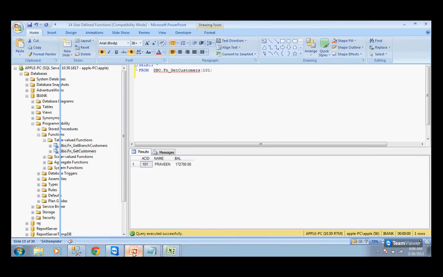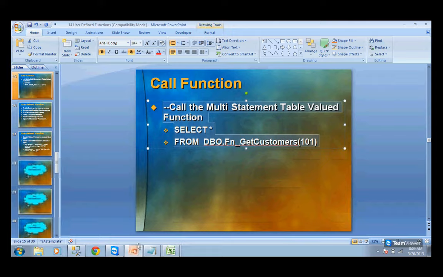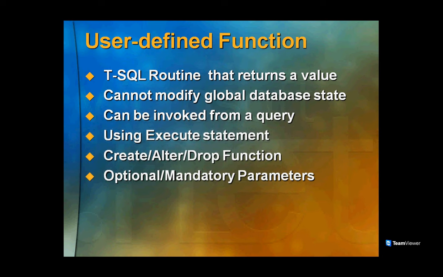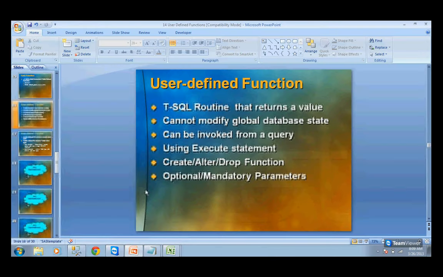Now you can see all the variables, but there are a few limitations you need to understand with functions. Functions do not support output parameters. Functions always return the data using a return keyword. A SQL routine that returns a value cannot modify global database state. That means you cannot insert, update, delete data of an original table. It can be invoked from a query. You can use create, alter, drop function, and you can call the SP using an execute statement.